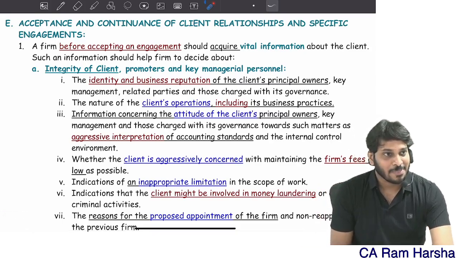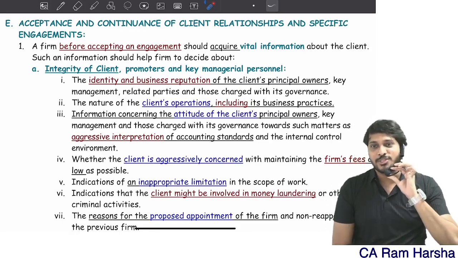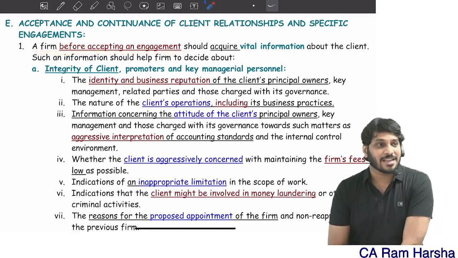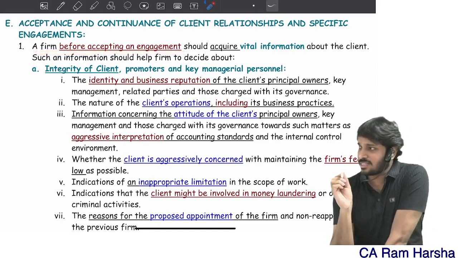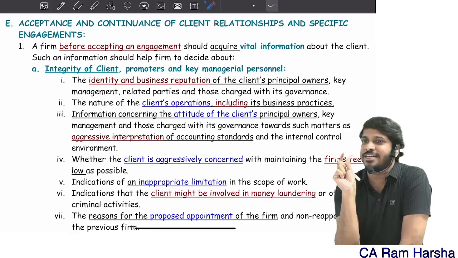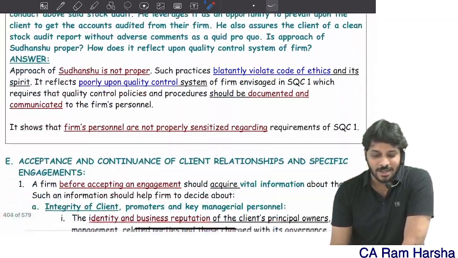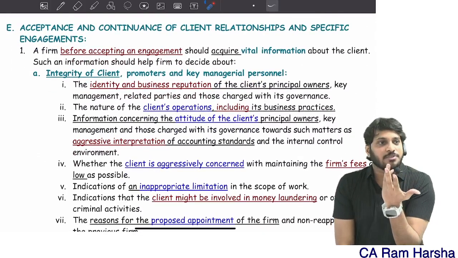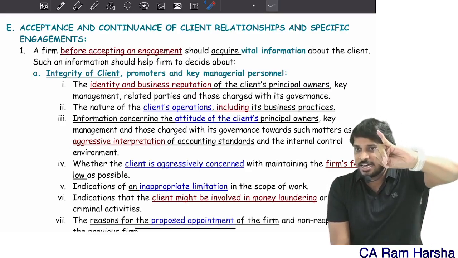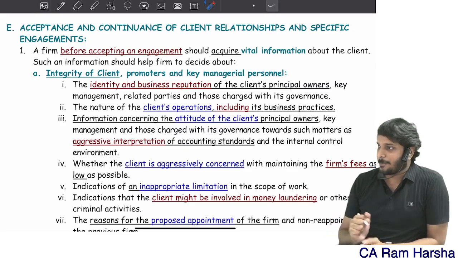Okay, fine. Acceptance and continuation of client relationship. So what points should we consider while accepting a client relationship? A firm before accepting an audit engagement, by the way, in SQC, they never refer to any particular type of engagement. They generally refer to it as engagement. Because SQC deals not just with audit; you see the heading of the standard, quality control for firms that are performing audit, review of historical financial information and other assurance and related services. That's the heading. So quality control is for all engagements that you perform.